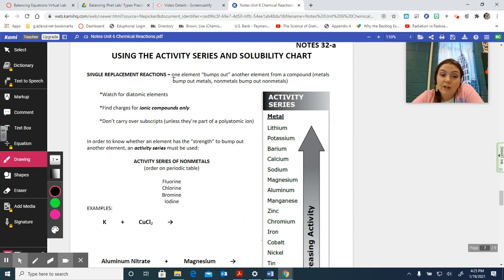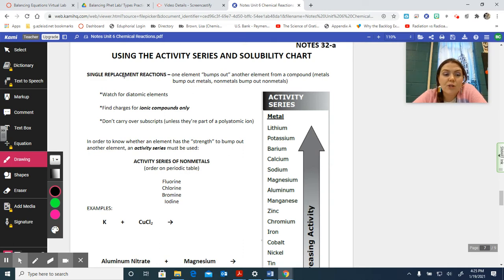Why I want to focus on them is because one element bumps another element out from a compound. Metals bump out metals, non-metals bump out non-metals. But how do they do this? Or when do they do this? Do they always do this? Does every single time I put a single element in a jar with a compound, they have a chemical reaction? No, most things don't chemically react. So you have to know when a chemical reaction would actually take place. Why? What is happening that actually makes that reaction occur?